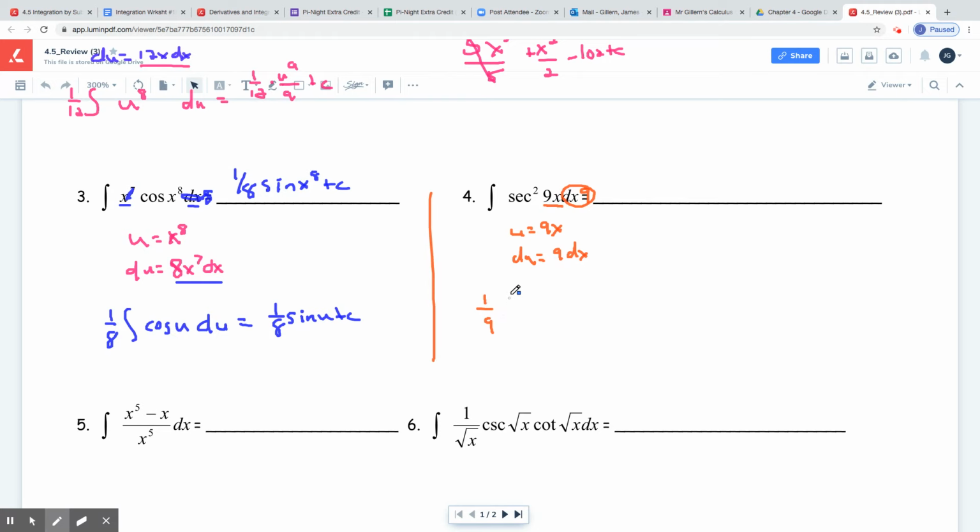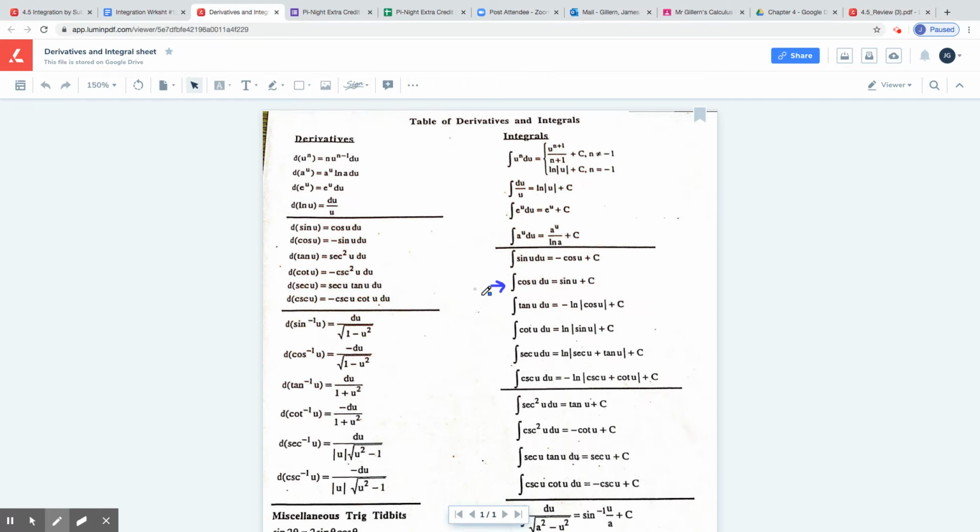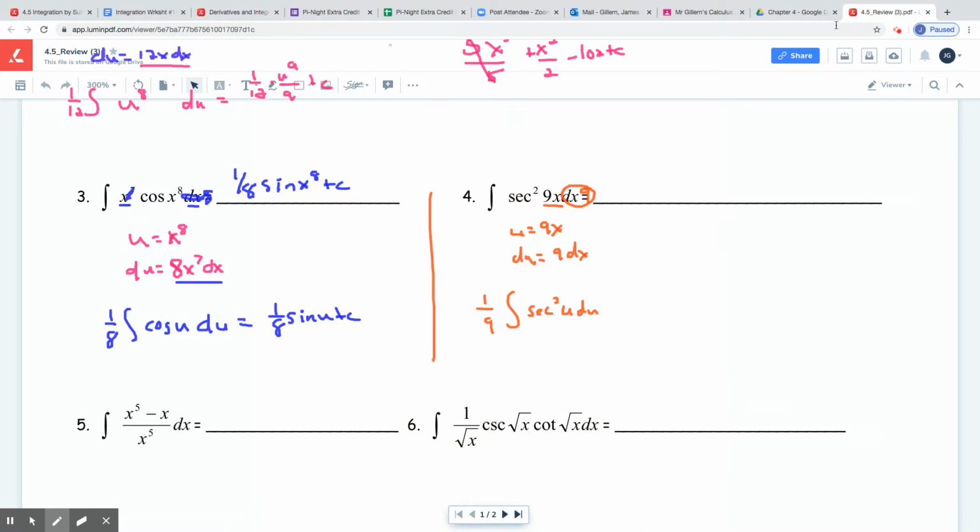So 1/9 integral secant squared 9x, which is u, du. Hopefully you know that's tangent. If you didn't know it was tangent, you would just go here and look, where's my secant squared? Oh, there it is. Secant squared u du is tangent u plus c. So it's 1/9 tangent u plus c. So it's 1/9 tangent of 9x, because I just take the 9x and substitute in for u, plus c. There's your answer.